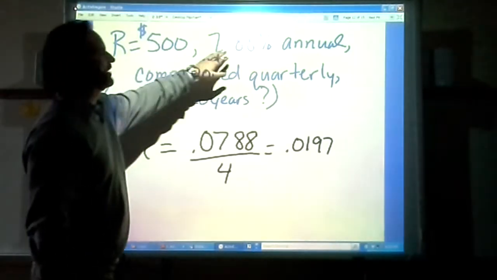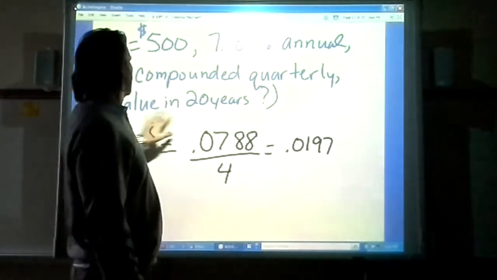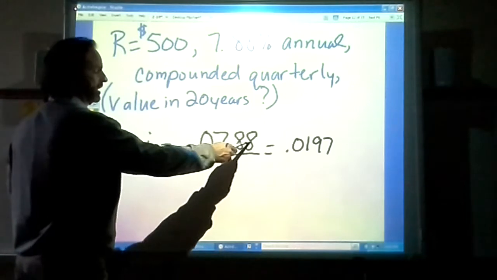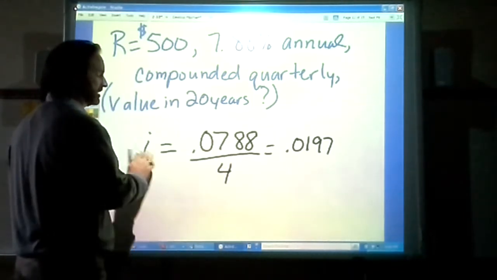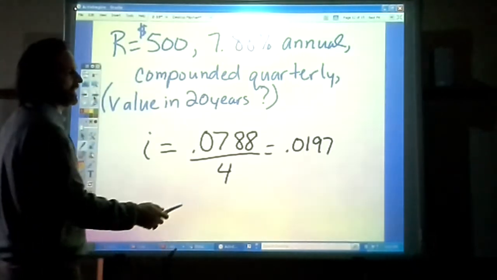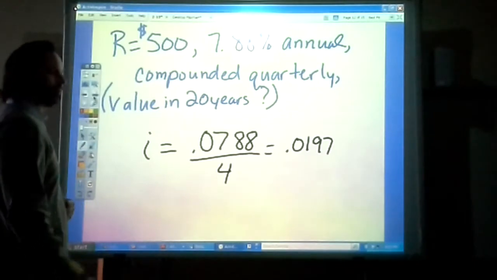$500 a month, 7.88% annual rate, compounded quarterly. What's your value in 20 years? My I is going to be 0.0788 divided by 4. Remember, I is your rate adjusted per compounding period, so quarterly. I get 0.0197. That's my quarterly rate.